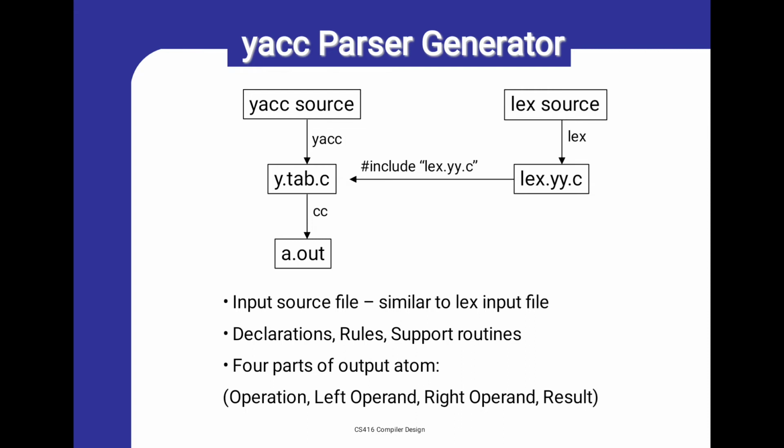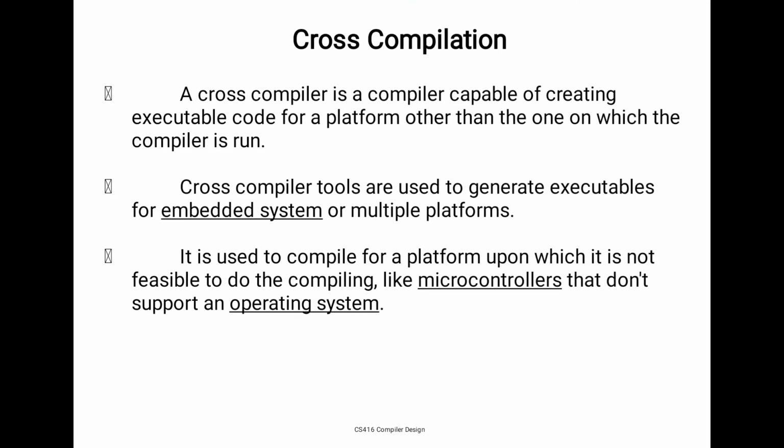The input source file is similar to the Lex input file. Declarations, rules, and supporting routines all come under the input. The output atom has four parts: operation, left operand, right operand, and result.